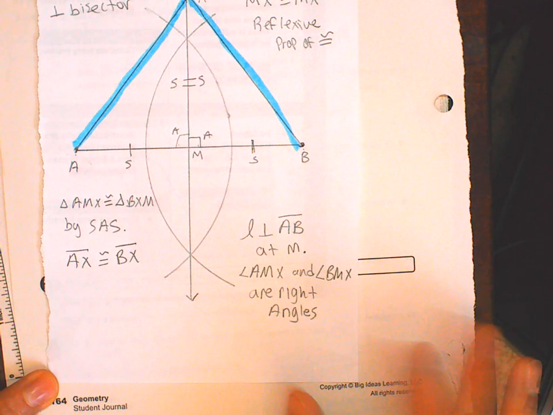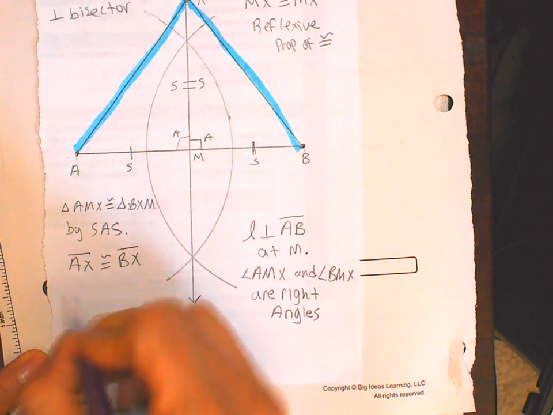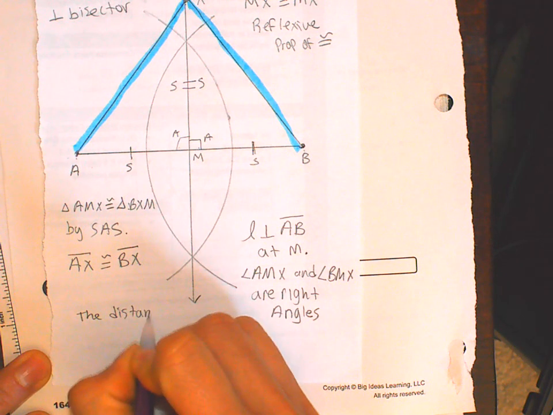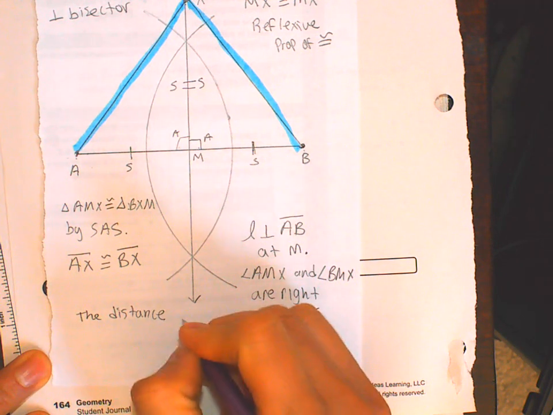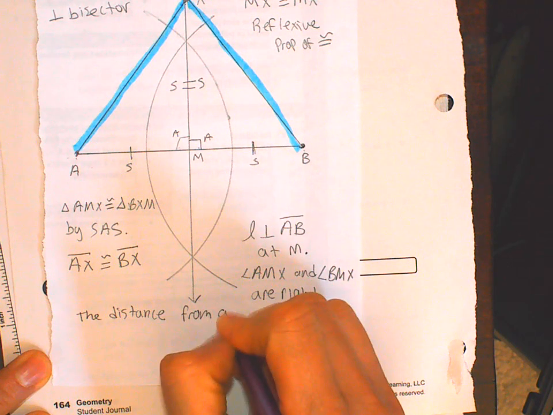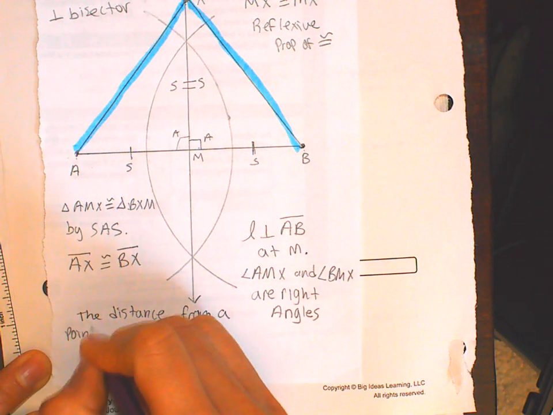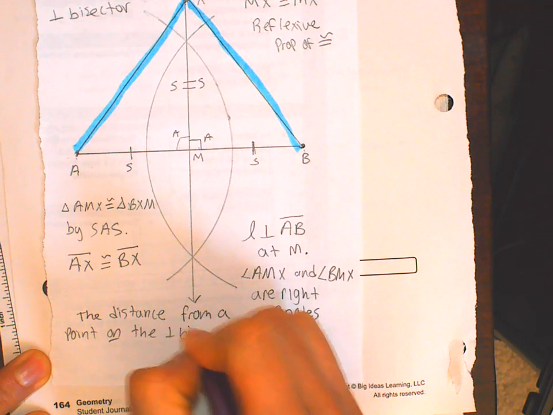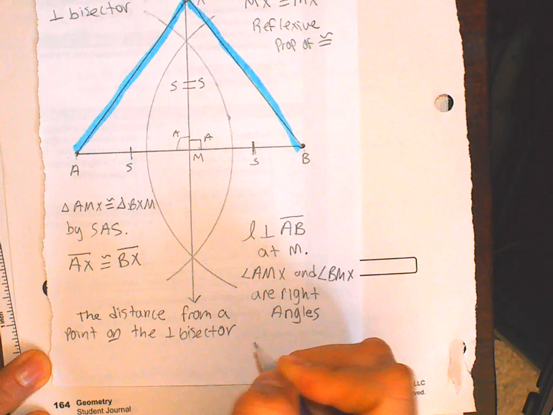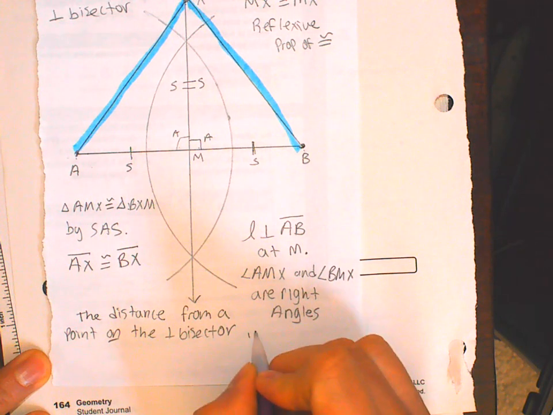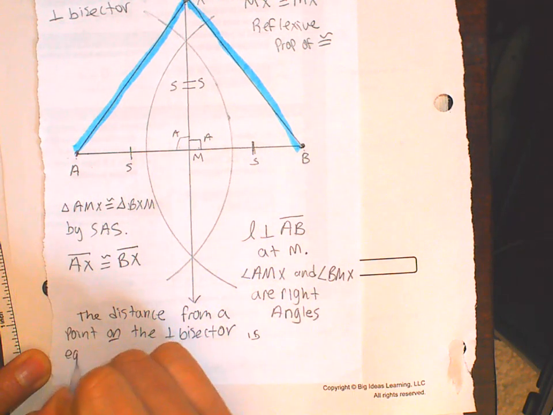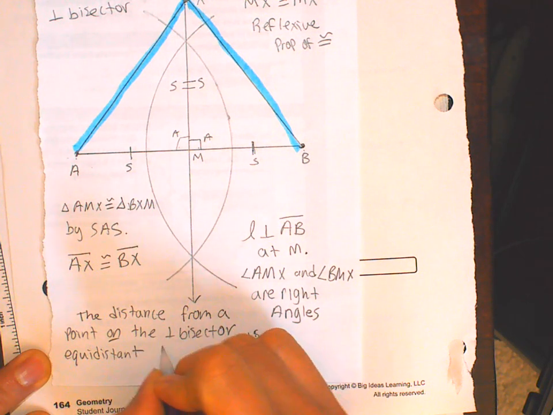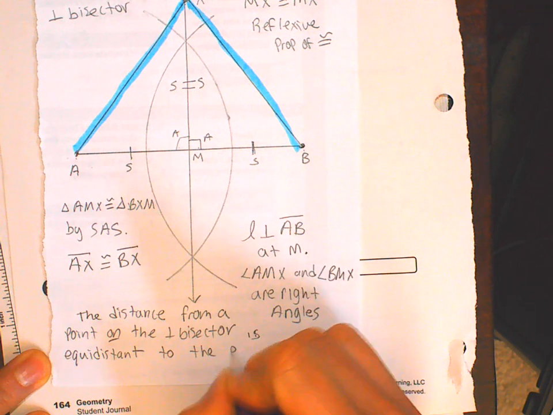Okay, so let me see if I have enough space to write that down. The distance from a point on the perpendicular bisector is equidistant, which means the same distance, equidistant to the endpoints.